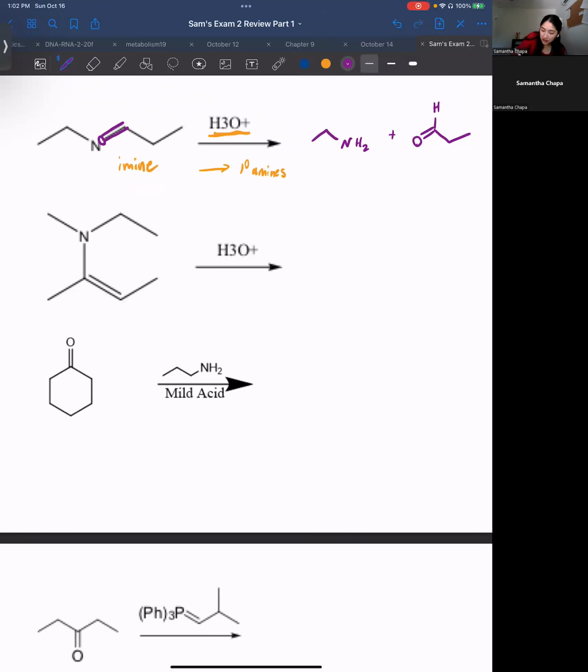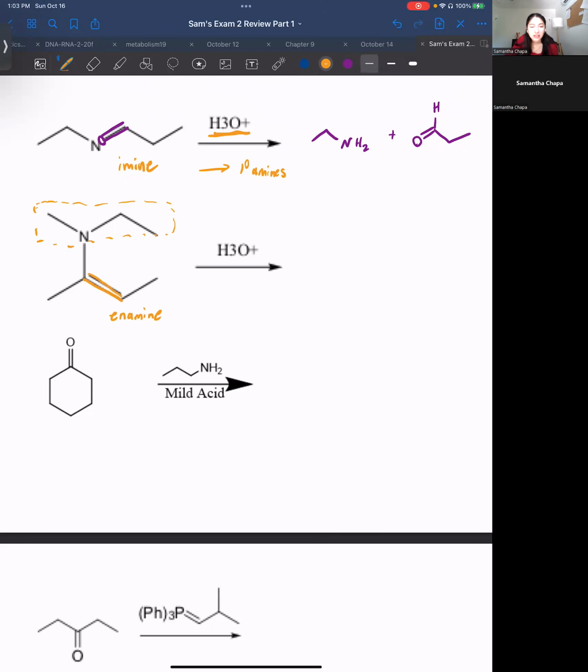Okay. Now let's try this next one. Same thing here. We have an enamine this time because the double bond is one carbon away from my nitrogen. I'm going to block out the R groups and the amine that are not connected to this group right here.